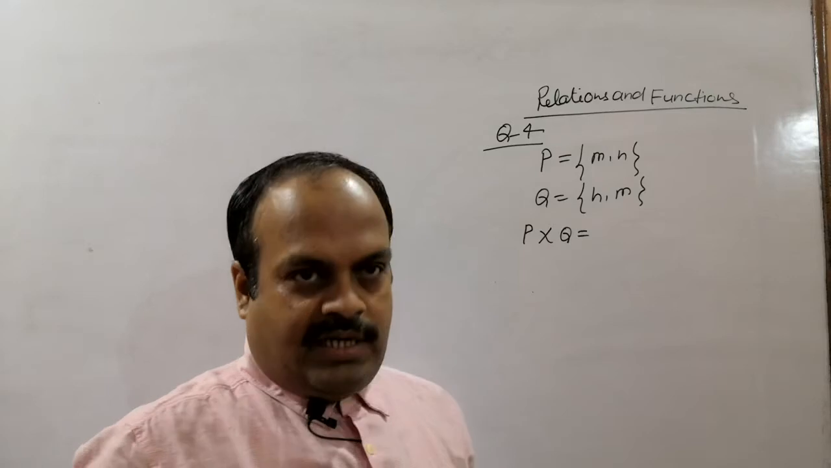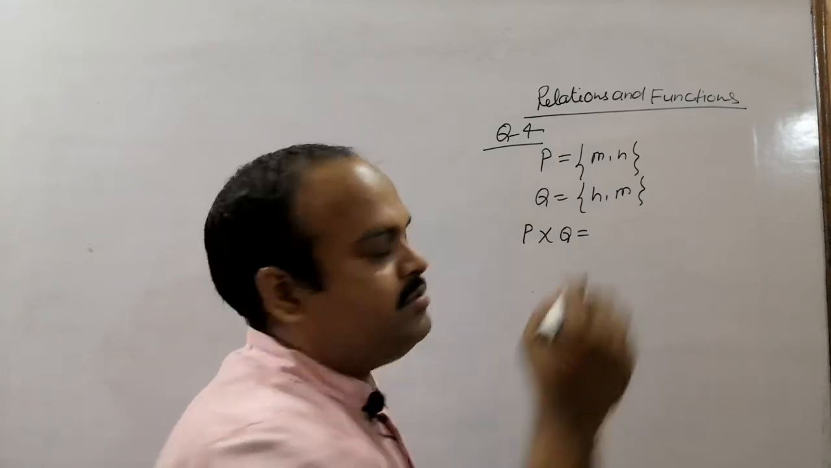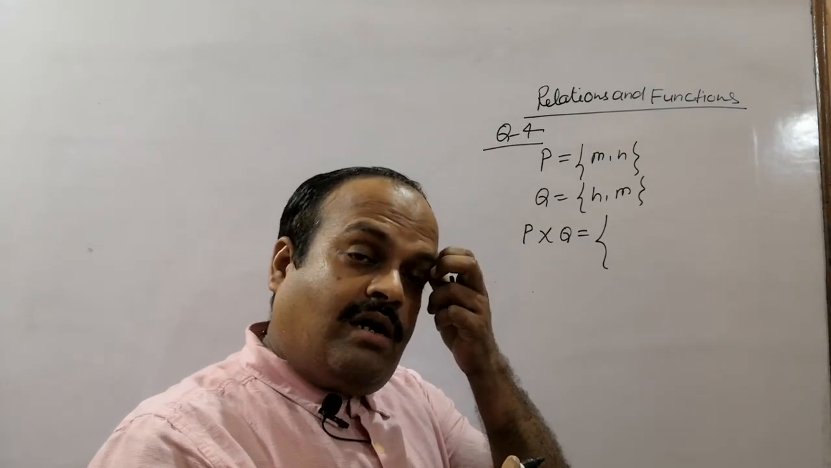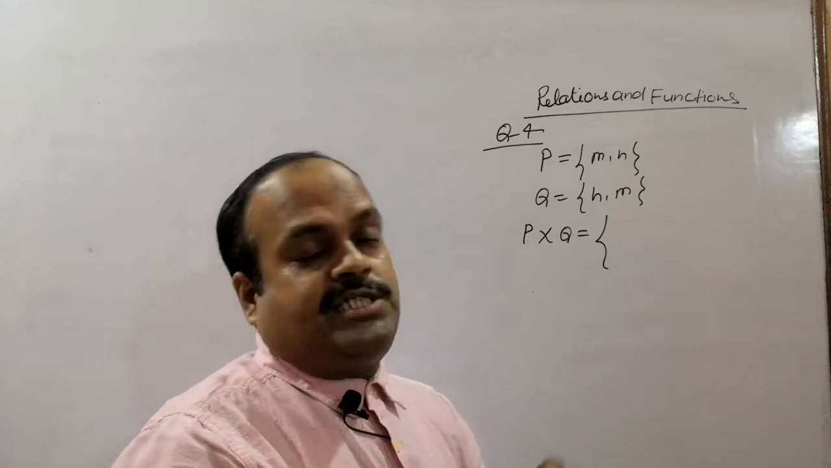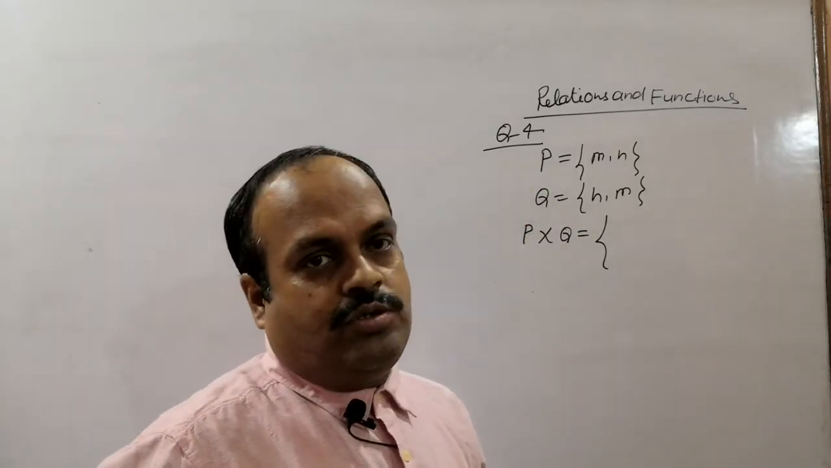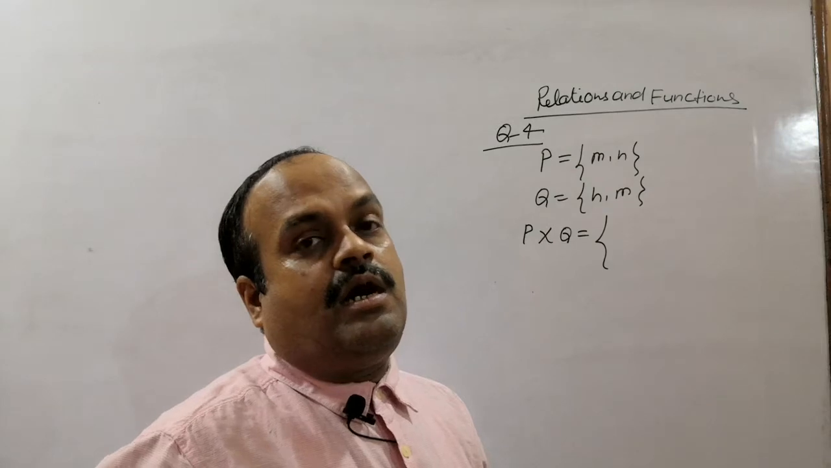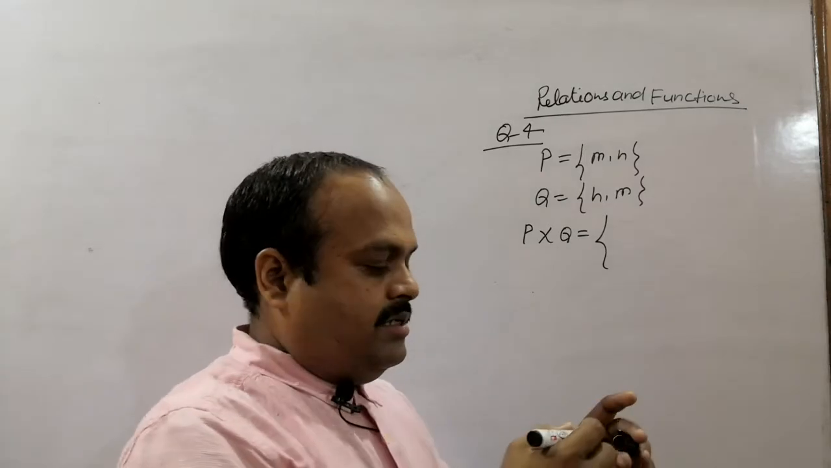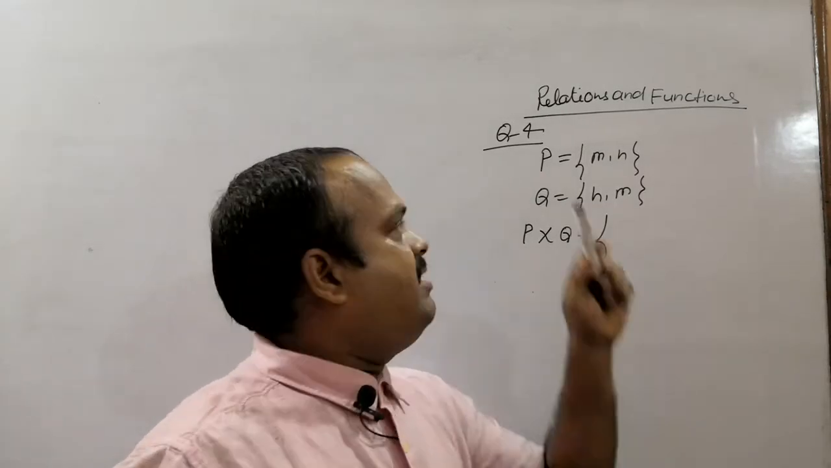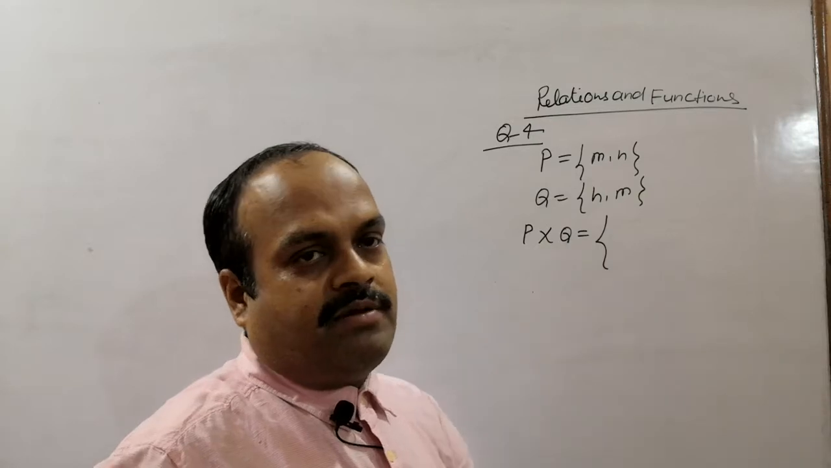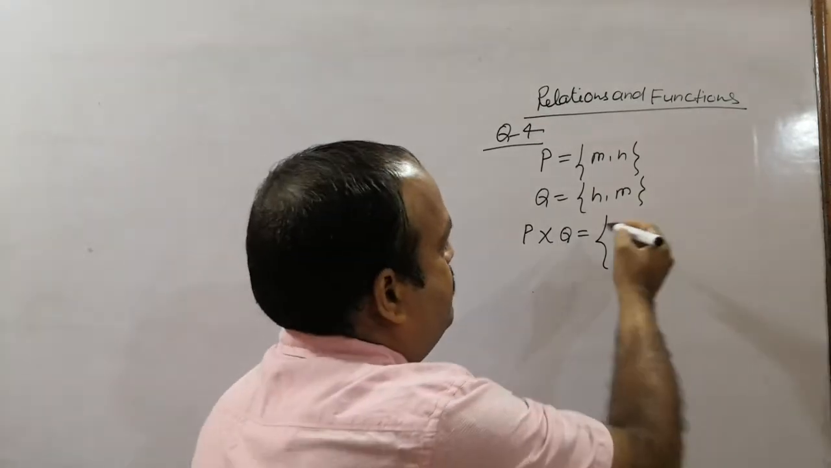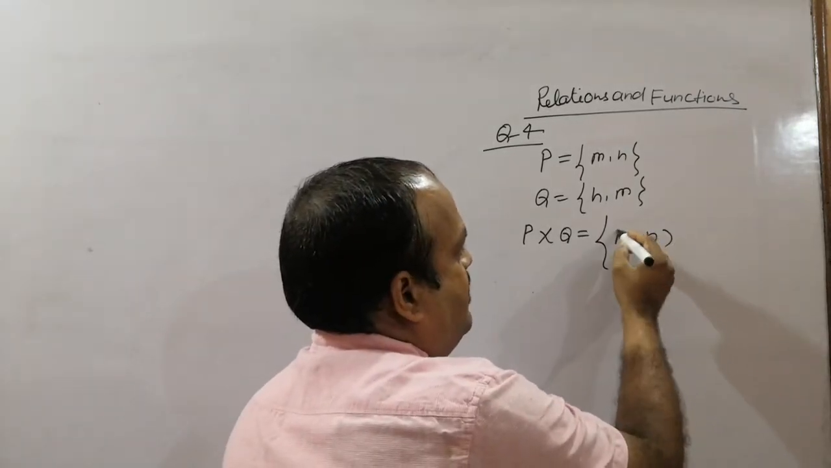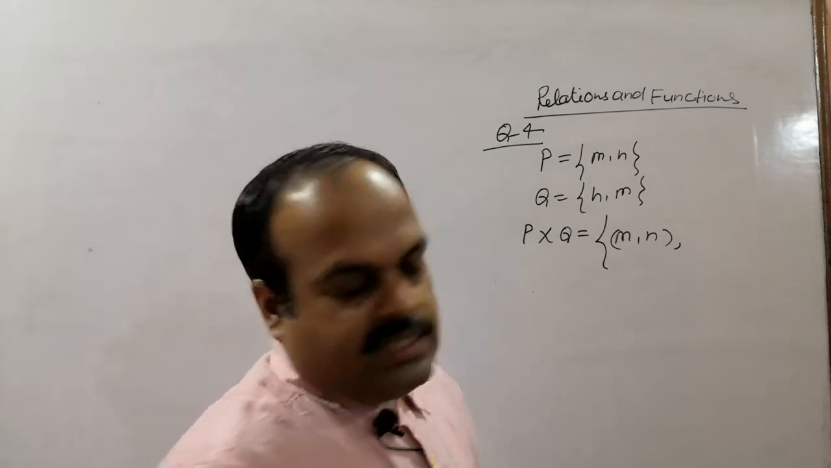it's written in the question P cross Q equals {(m, n), (n, n)}. P cross Q is the Cartesian product of set P and set Q, which contains ordered pairs. Means the first entry will be from this and the second entry will be from this. So it's given that it will have 2 elements, (m, n) and (n, n).